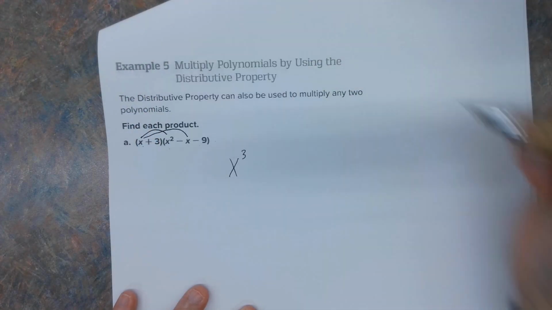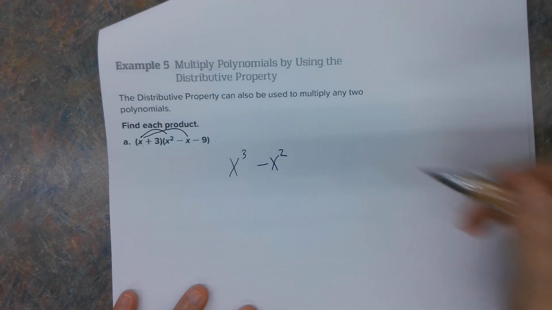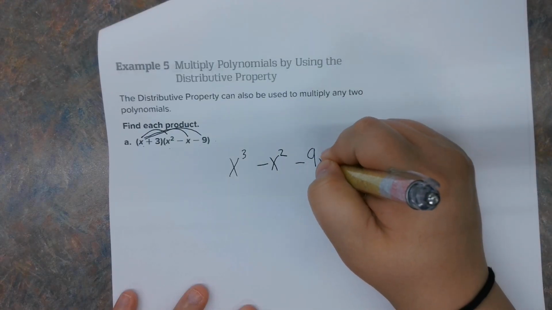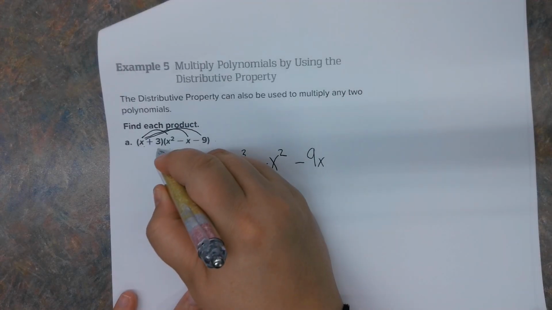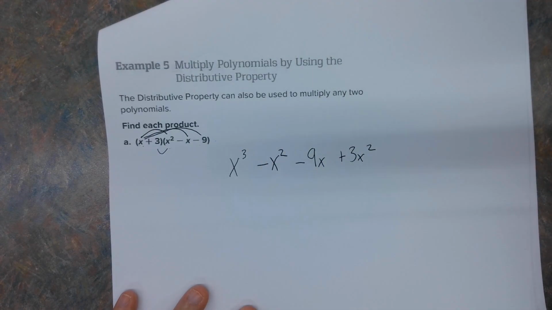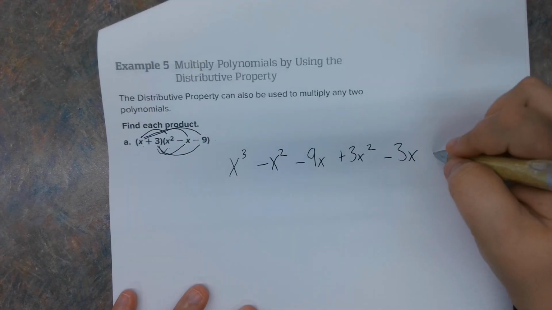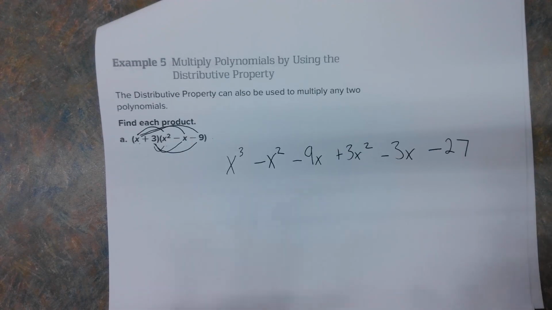Next, x times negative x is going to be negative x squared. Next, x times negative 9, negative 9x. I'm going to come underneath with my lines now because I'm going to do my 3. 3 times x squared is positive 3x squared. 3 times negative x, negative 3x. 3 times negative 9, negative 27. You're not done with this one though, because you have to combine like terms.